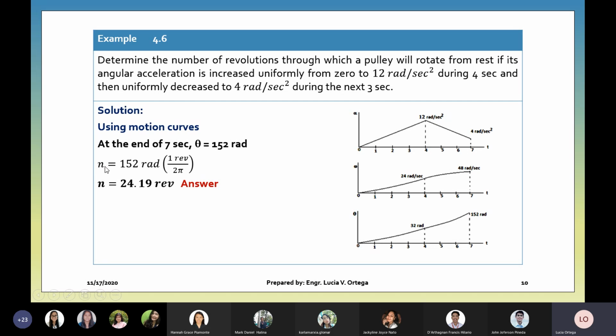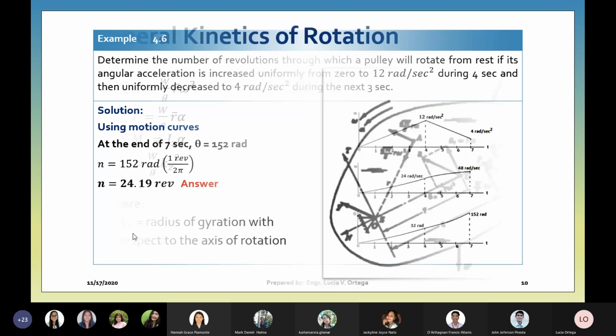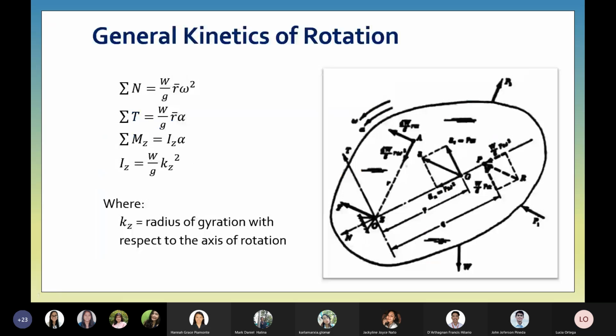Okay. So N is 152 radians times 1 revolution per 2 pi radians. So simply N is 24.19 revolutions. So kailangan lang i-drawing nyo yung motion curve, and then from that you know the total angular displacement. So we just convert this to revolutions. So the first few problems that we solve are for kinematics of rotation.